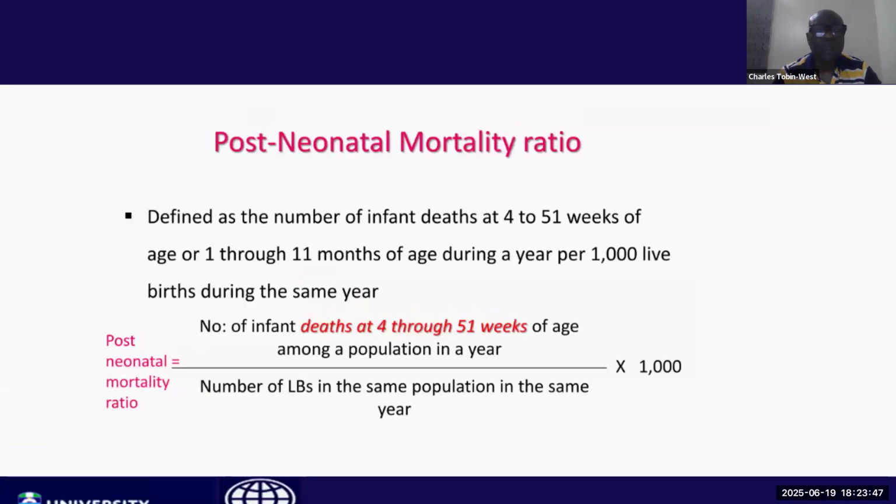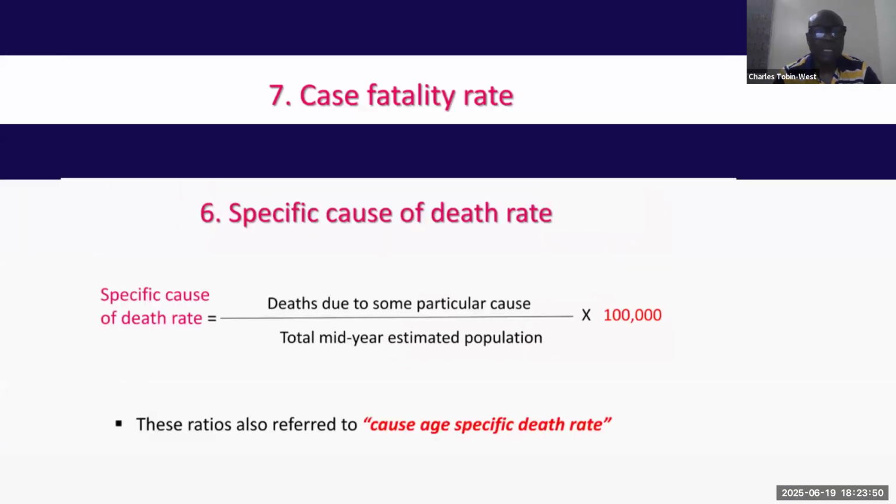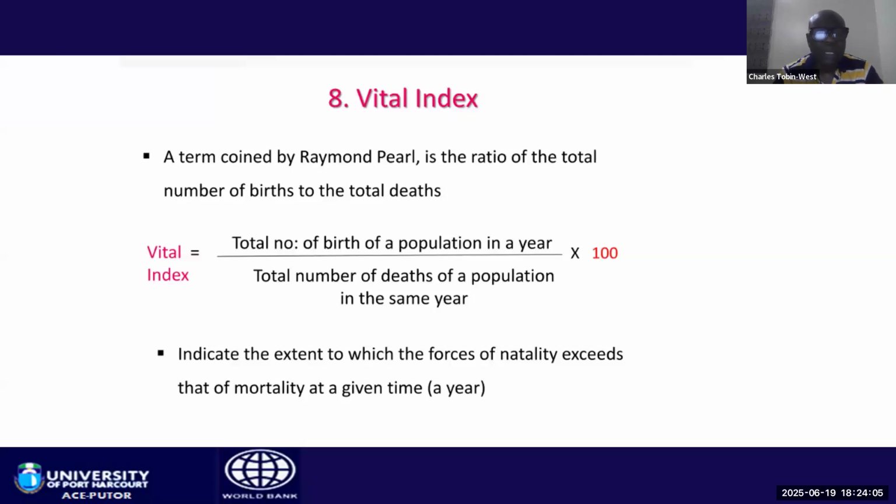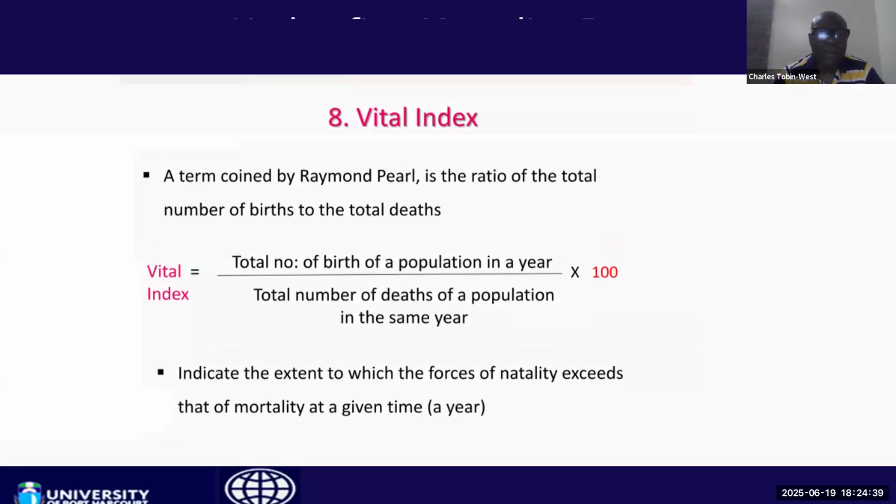All right, these ones I told you are better for a clinician, but you can just read them for your interest's sake. Case fatality, I told you we use it to measure disease severity. Case fatality is the number of deaths assigned to a specific disease over the number of cases of that disease. Okay, this is another one, not popular, called by one Raymond Pearl the vital index: the ratio of the total number of births to total number of deaths. For every birth, how many deaths? We also use it to look at the level of development of our reproductive healthcare services. The woman cannot be giving birth and the children are dying. It talks more about a lot of the weaknesses in our healthcare system.